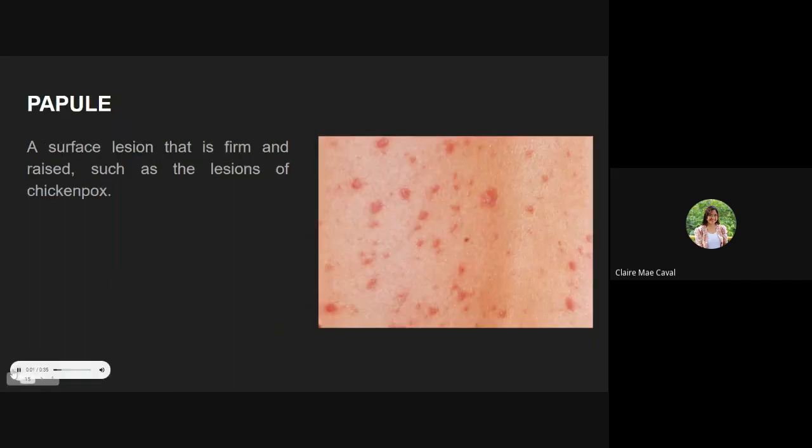So next is papule. Papule is a surface lesion. This time it is firm and raised. If macule is neither raised nor depressed, this time your papule is firm and raised. It's not depressed but raised. As you can see in the picture, you can see these lesions in chickenpox patients. I guess all of us or most of us already experienced this when we were young. This is so itchy and at the same time painful. So this is your papule.